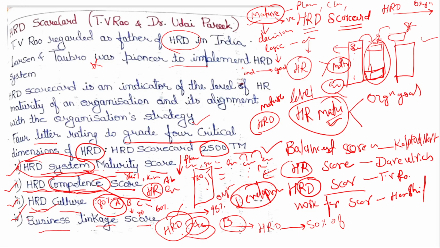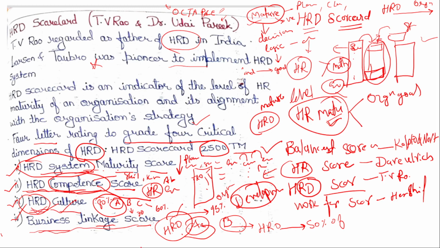Then culture. Octapace culture, OCTAPACE, given by Udai Pareek, is considered to be an ideal culture. We will be studying this in coming videos. So HRD culture is said to exist in an organization if the organization is following an Octapace culture. So for proper human resource development, you need to have an HRD culture as well.